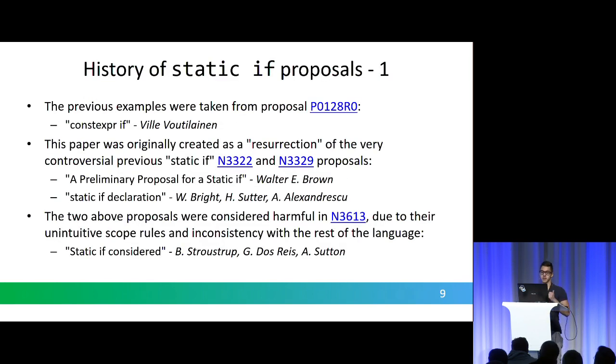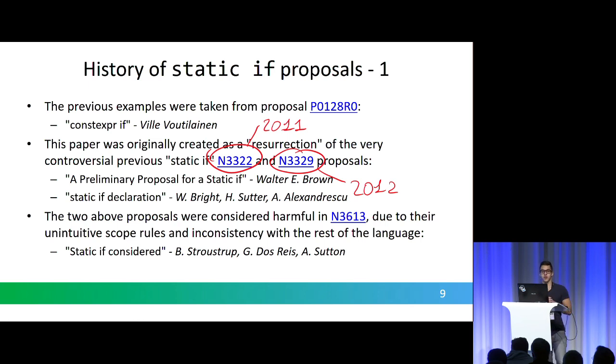So the previous examples were taken from this proposal here by Bill Vutilainen. I'm sorry if the pronunciation is wrong. And the paper is a resurrection of two very controversial static if proposals, which were in 2011 and 2012. And the first one was by Walter Brown, and the other one was by Walter Bright, that went on to develop the D language, Herb Sutter, and Alexandrescu.